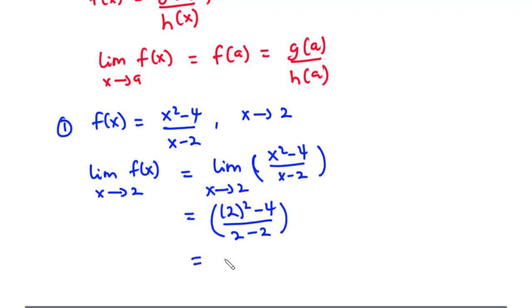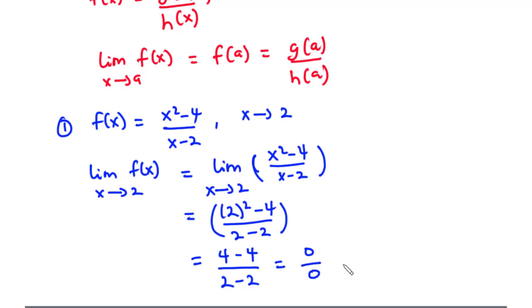Now 2 squared is 4, so we have 4 minus 4, and then we have 2 minus 2. Now 4 minus 4 is 0, and then 2 minus 2 is also 0. Now 0 over 0 is undefined. We don't know what value it is, hence we need to use a different approach.